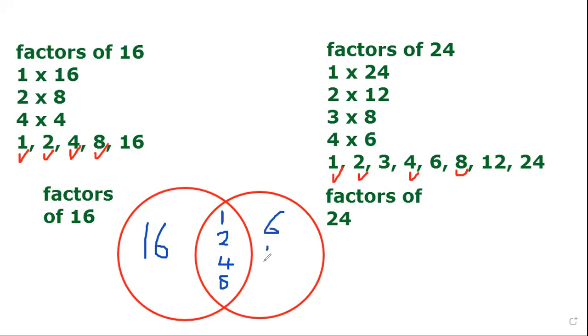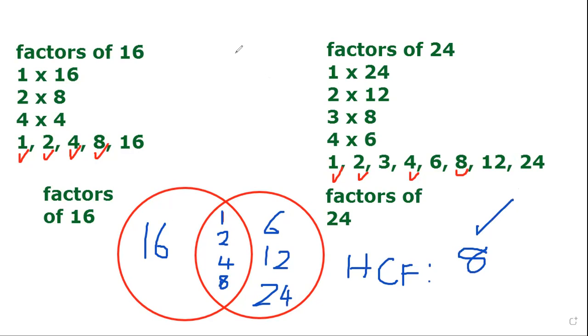6, 12, and 24. Now we will check what is the highest common factor of 16 and 24. Where are you going to look? You have to look in the middle where the common factors are written. So which one is the highest among 1, 2, 4, 8? Yes, very good. It is 8. Therefore, the highest common factor of 16 and 24 is 8.